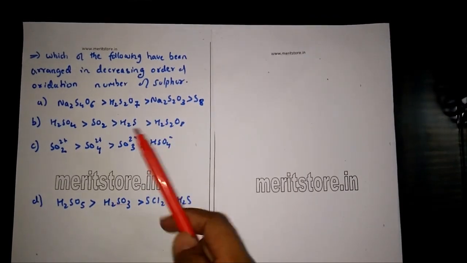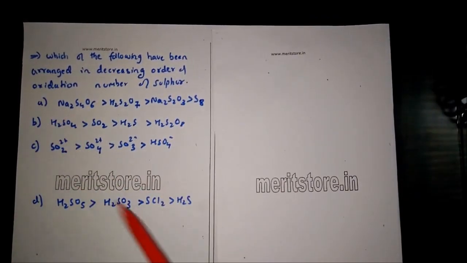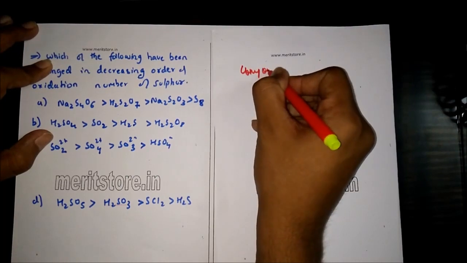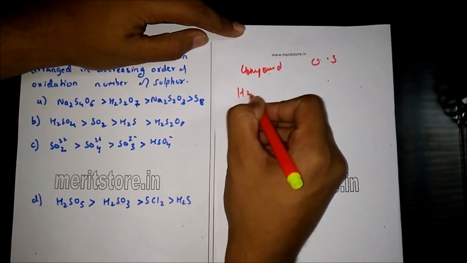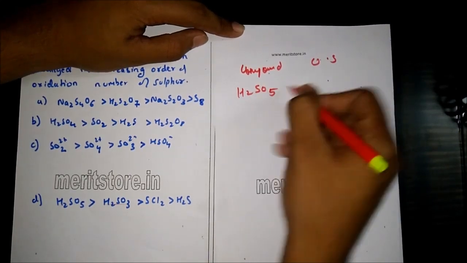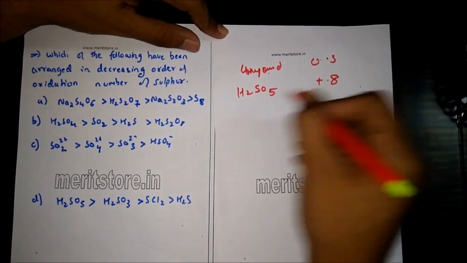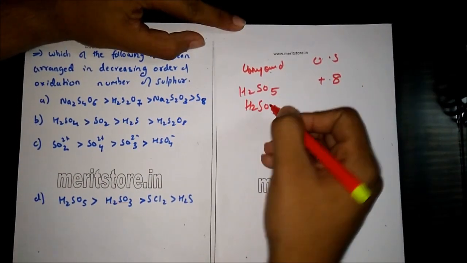The following have been arranged in decreasing order of oxidation number of sulfur. There are different options. Now let's look at option D in general. So the compounds and their oxidation states. First compound in option D is H2SO5, so the oxidation state of sulfur is plus 8. Let's look at H2SO3. Here, the oxidation state of sulfur is plus 4.